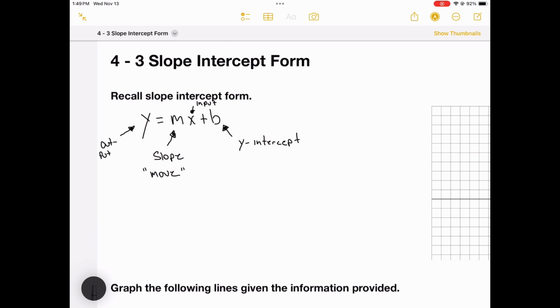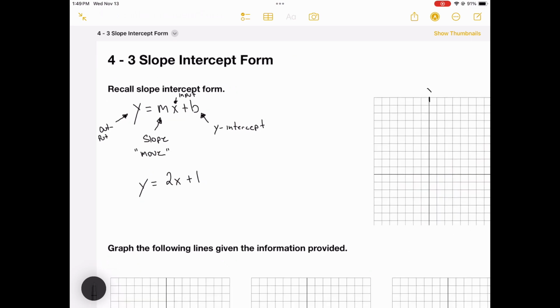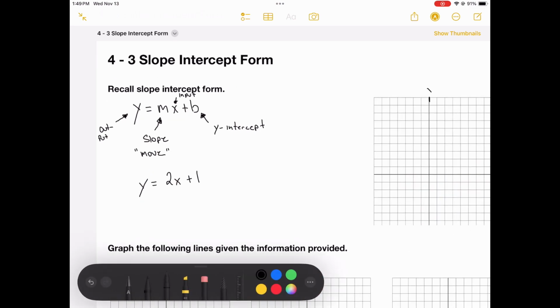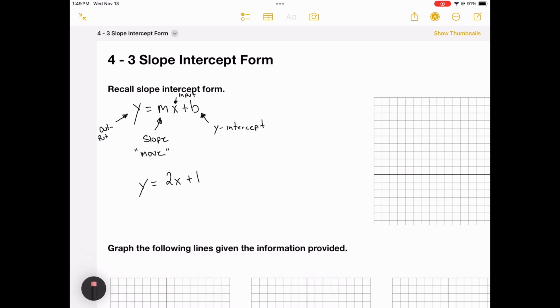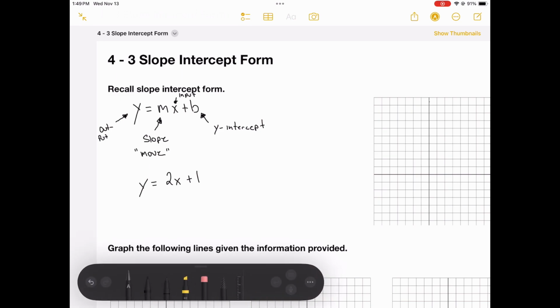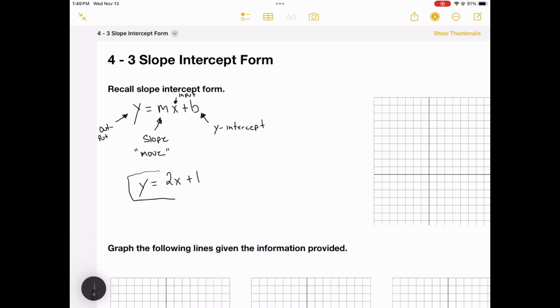So there you go. But the main way you'll see this equation is in a way that looks like this: y equals 2x plus 1. Let's go ahead and graph that equation. We'll look at some other equations, but let's just look at this one. It is in slope-intercept form, and it is y equals 2x plus 1.